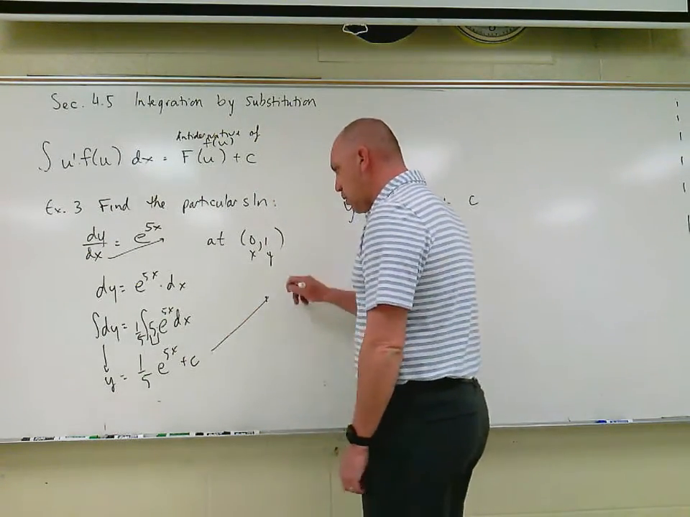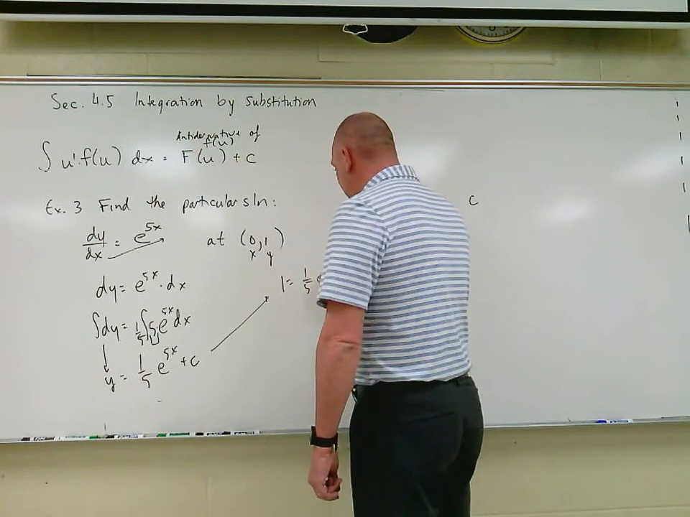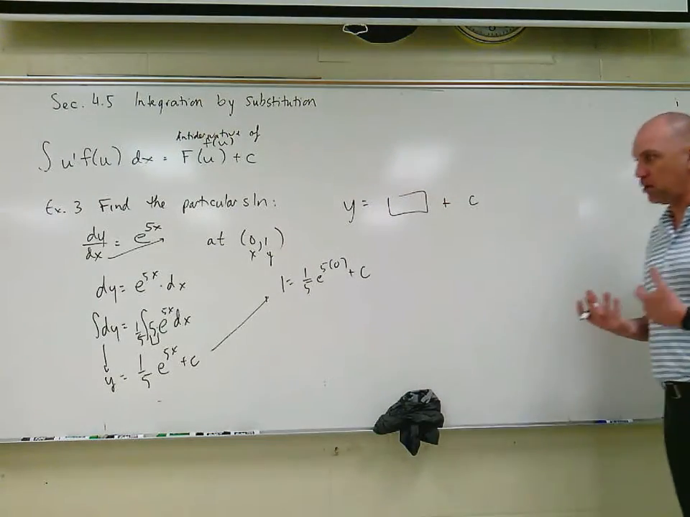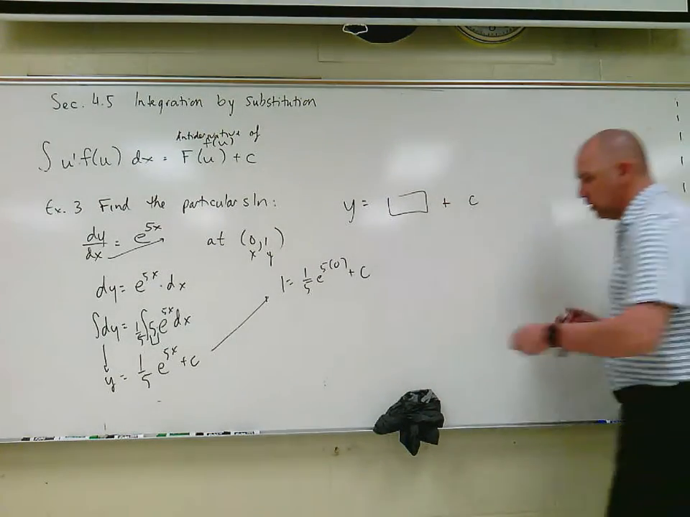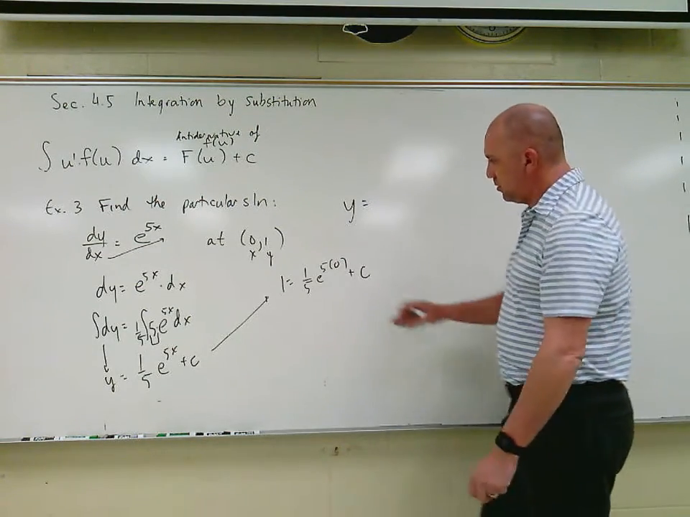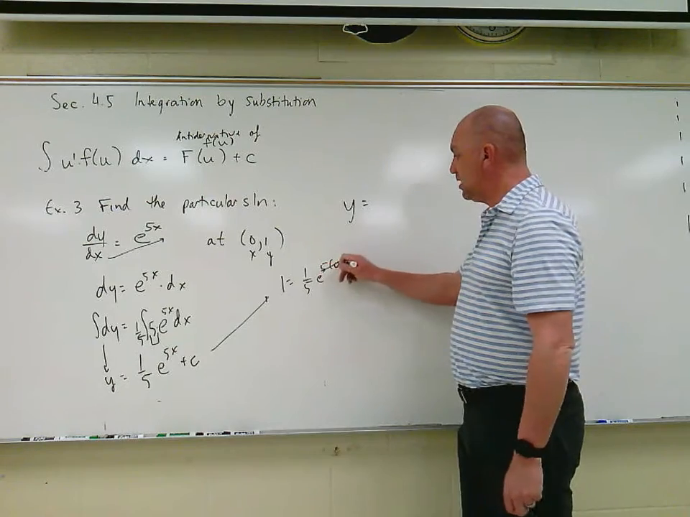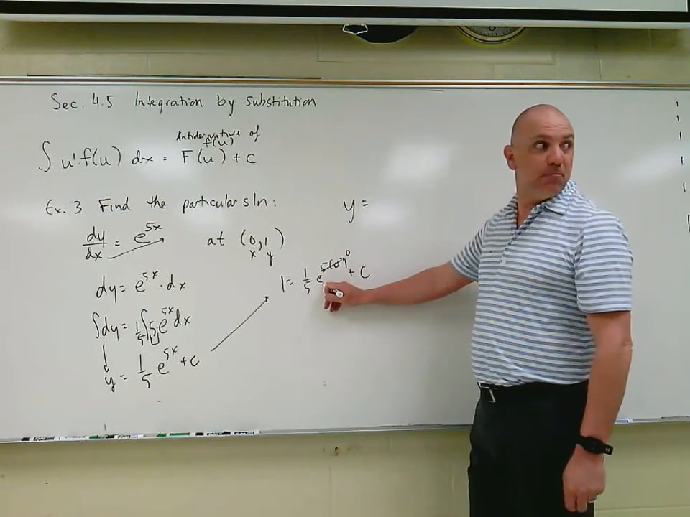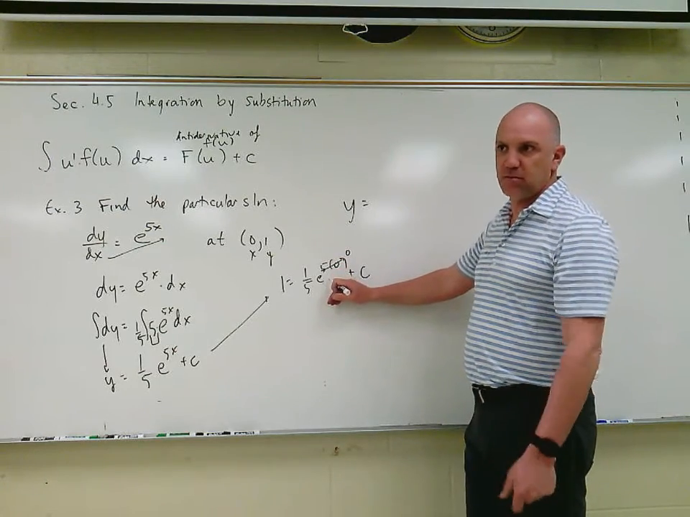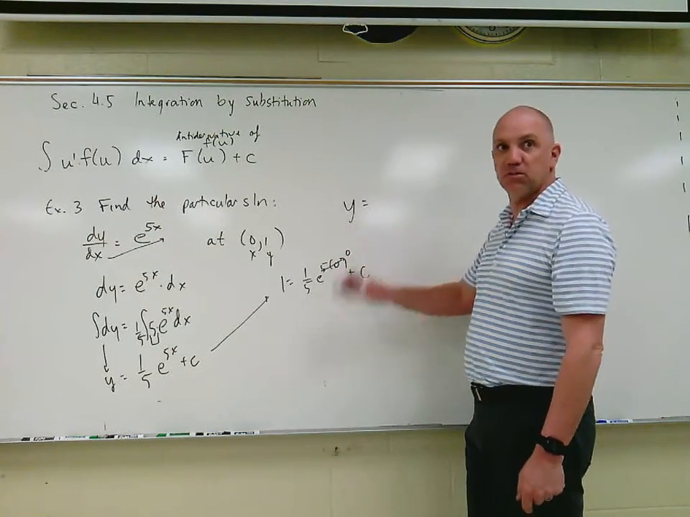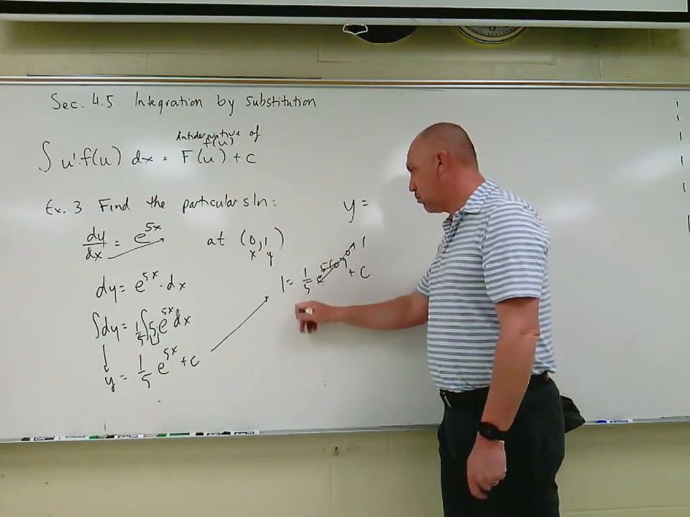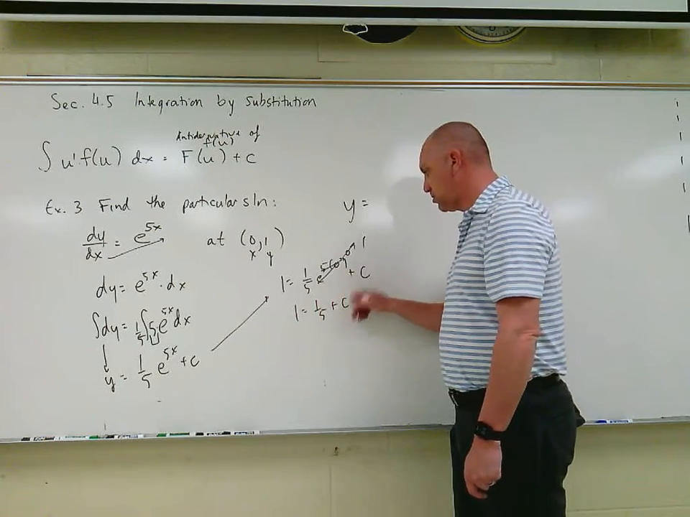So all I'm going to do, y is 1 when x is 0. So this is where we're figuring out what's the actual curve. So we won't have a plus c now in our answer. Now, e to the 5 times 0 is just e to the 0. So what's any base to the 0 power other than 0? e to the 0 is always what? 1. You get 1 equals 1/5 plus c.